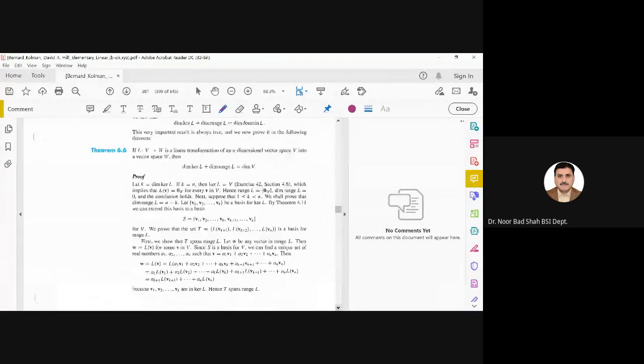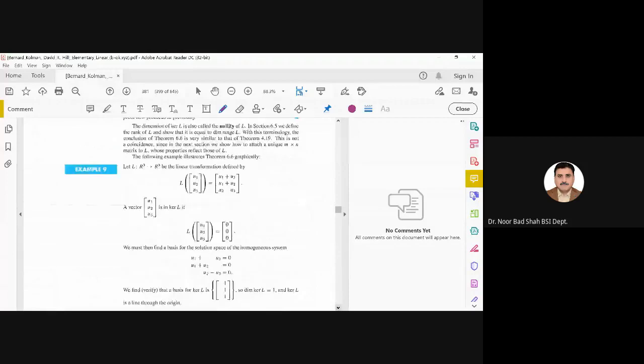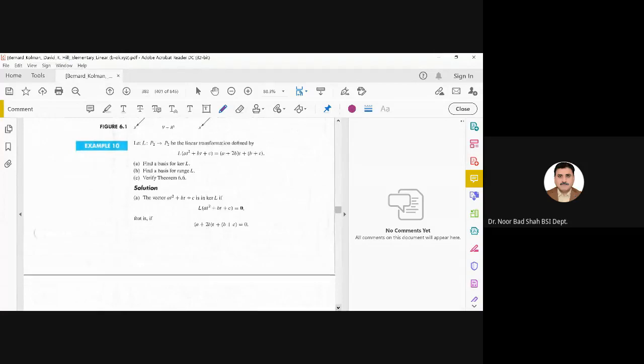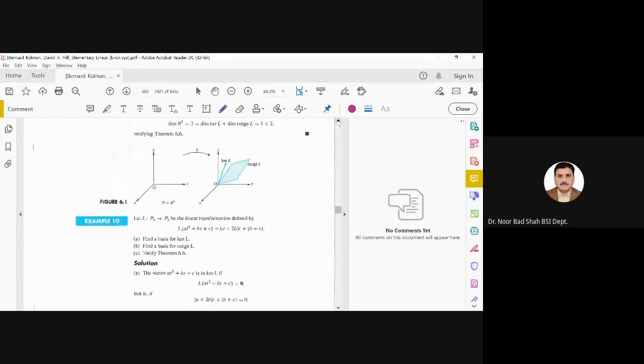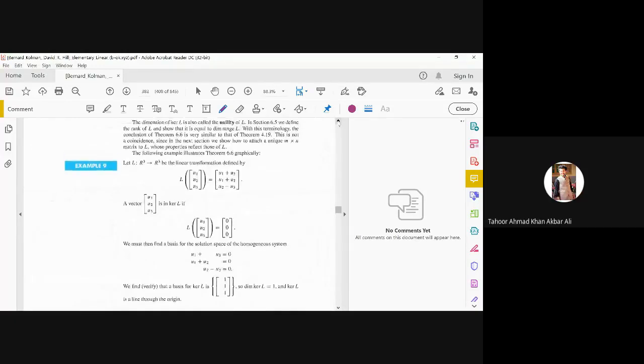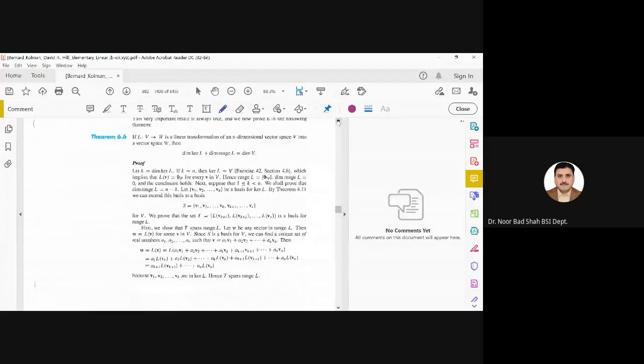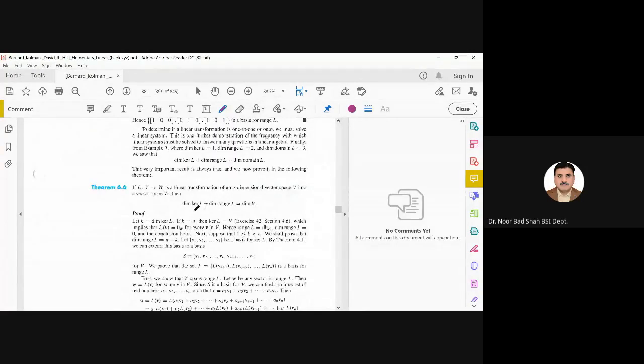Okay, so let's move to the exercise. Again, it's the same thing. Find a basis for the kernel, find a basis for the range, and then verify a theorem. Theorem 6.6. What is 6.6? Let's check it out. It's important. Theorem 6.6 says the dimension of the kernel of L plus the dimension of the range of L is equal to the dimension of V.